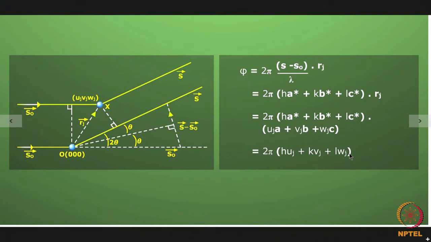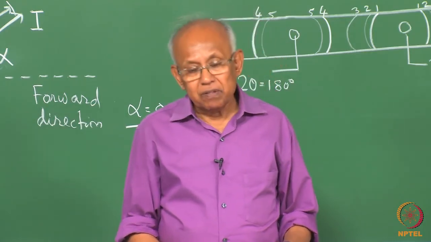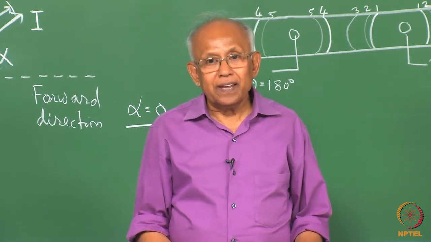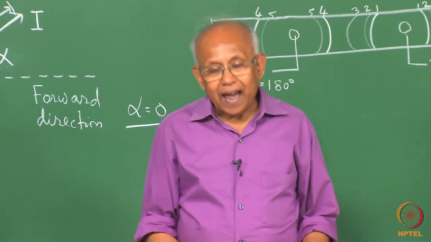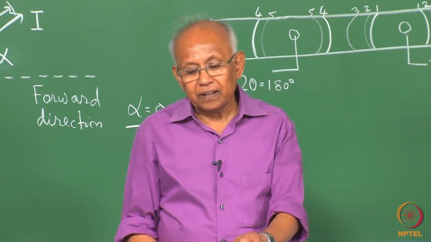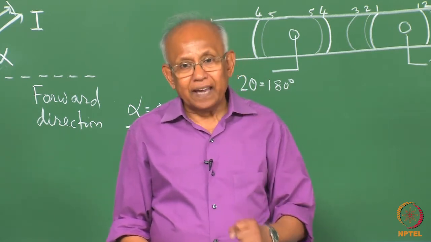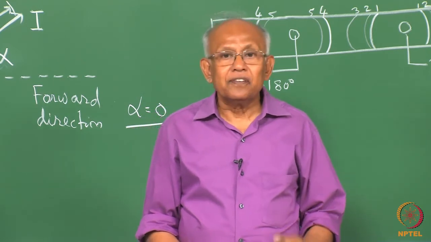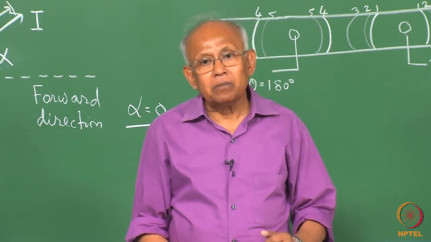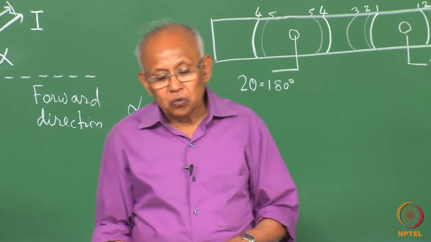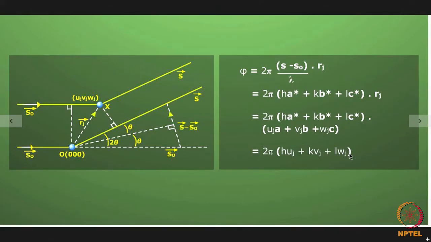So, if we have two atoms, one at the position 0, 0, 0 in a unit cell and the other atom at the position uj, vj, wj, then the phase difference between the rays scattered by the two atoms will be equal to 2 pi times (h uj plus k vj plus l wj).